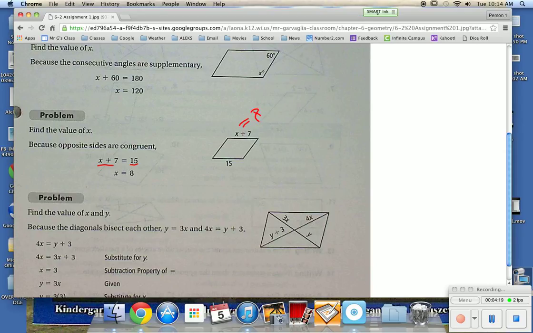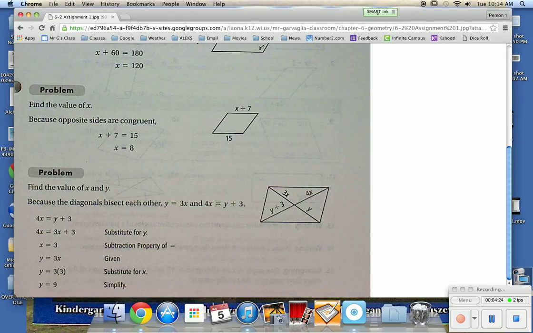On diagonals, what do we know about diagonals? They cut each other in half, right? They split them in half, which means that one side is equal to the other side. In this case here, look at what they've got. y plus 3 equals 4x, and 3x equals y. Can we solve this? No. Yes, you can.